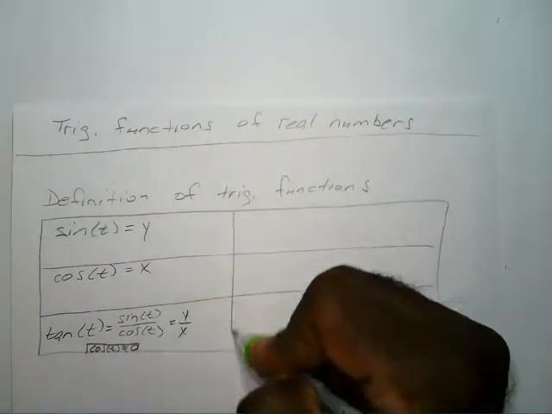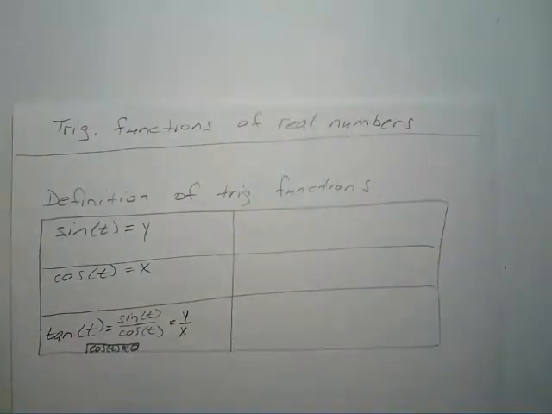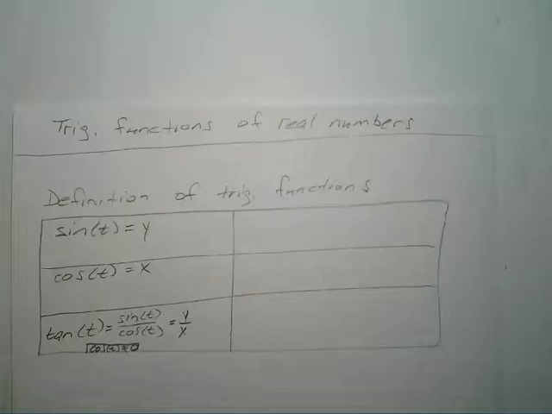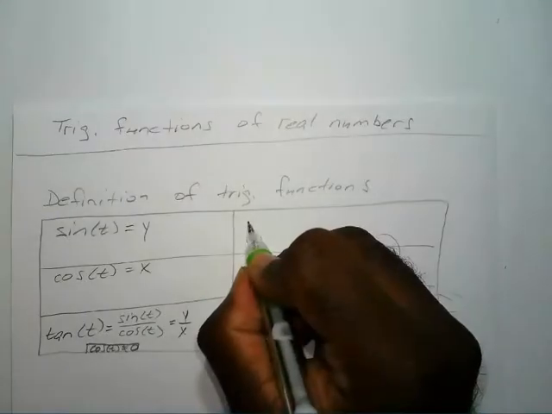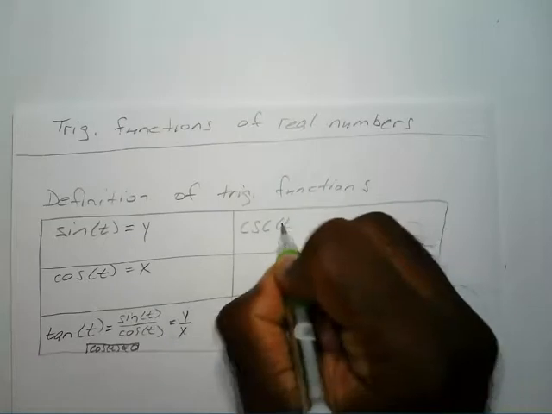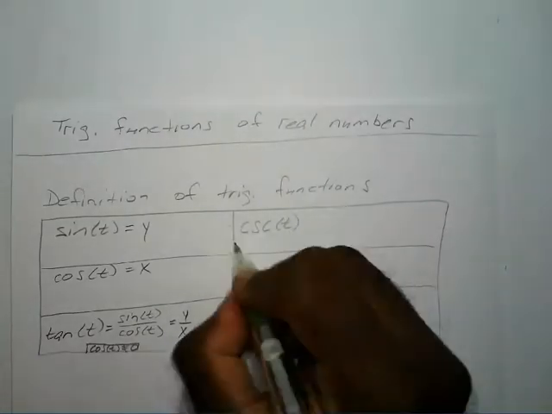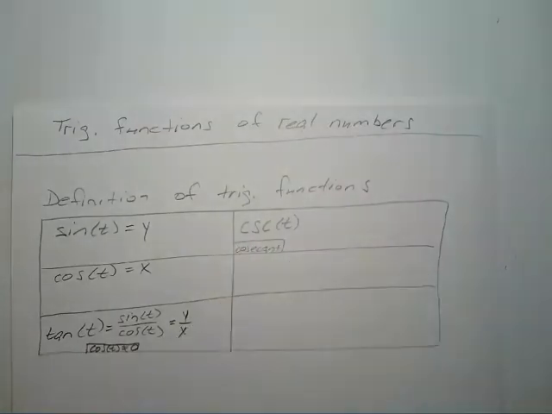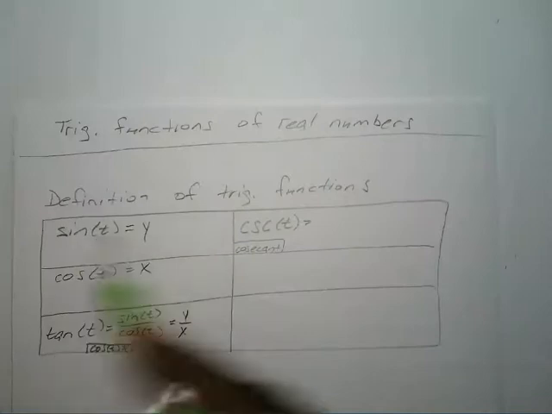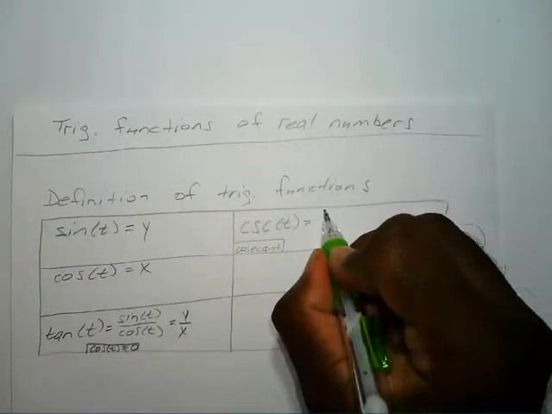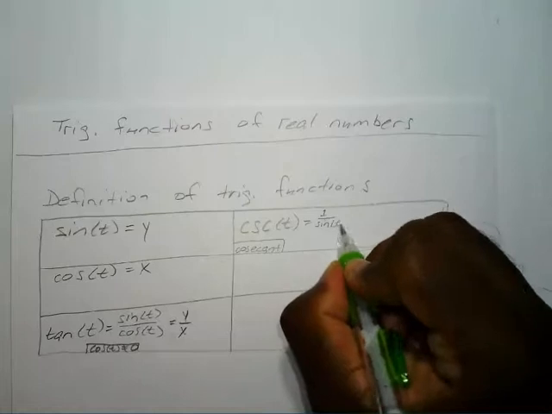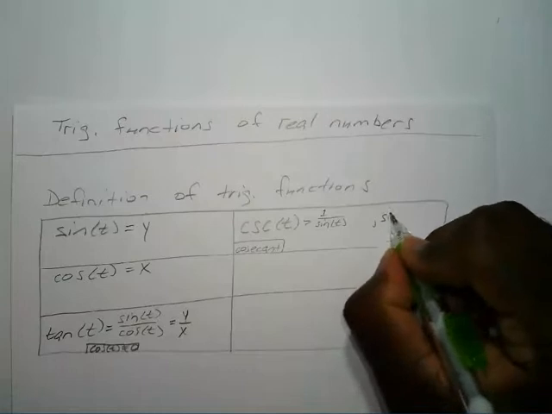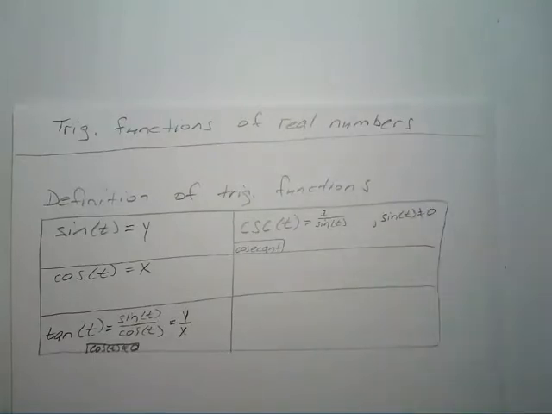Okay, now let's look at our other three functions. Our other three functions are just reciprocals of the three functions here. So you have cosecant of t, and that's just the reciprocal of sine. That's 1 over sine, where of course sine does not equal 0.